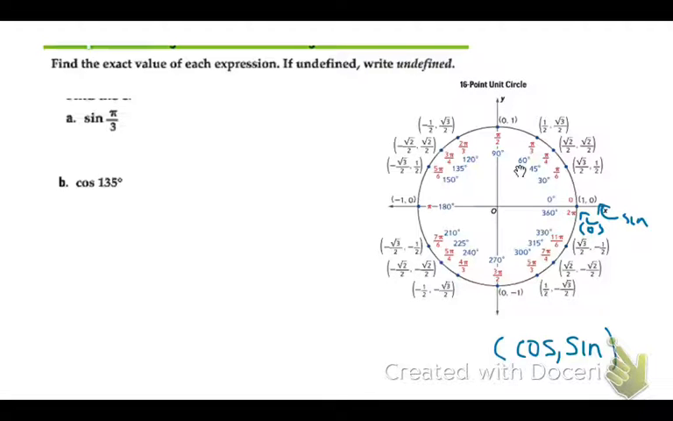Okay, using the unit circle, we want sine of pi over 3. So go over to your unit circle, your pi over 3, go find that, which is right here. We want sine, so which value in your ordered pair are you going to use? The square root of 3 over 2. So sine of pi over 3's exact value is the square root of 3 over 2. And that's how we use our unit circle.